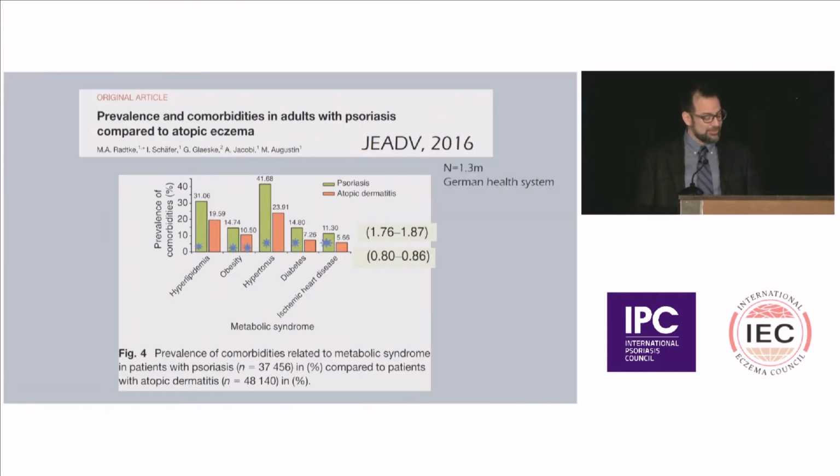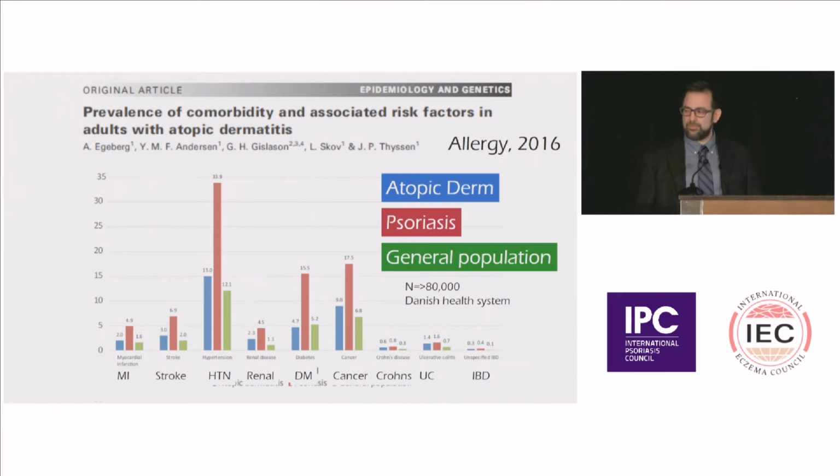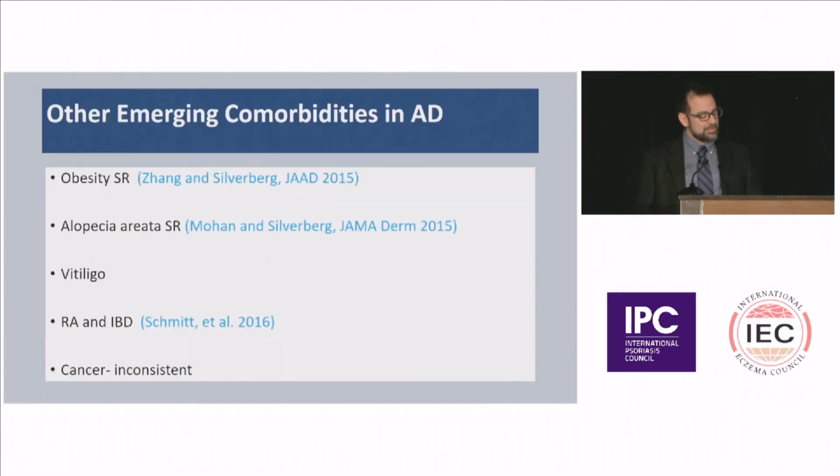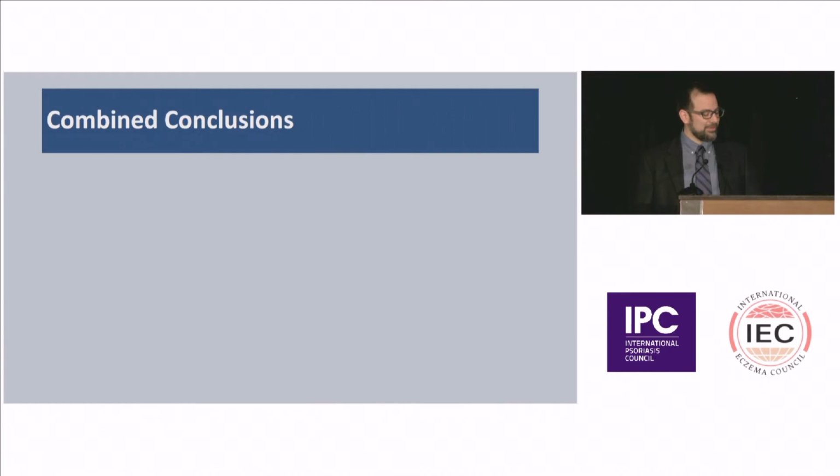Okay, so I'm going to jump to the summary slide. The take-home for the next 2 slides is that it's unclear whether cardiovascular risk is increased in atopic dermatitis. It does not appear to be as significant as in psoriasis, and 2 large population-based studies have shown that. Other emerging comorbidities that are somewhat controversial are obesity, alopecia areata, vitiligo, rheumatoid arthritis, and cancer, which has been inconsistent. Okay, so these are our combined conclusions.